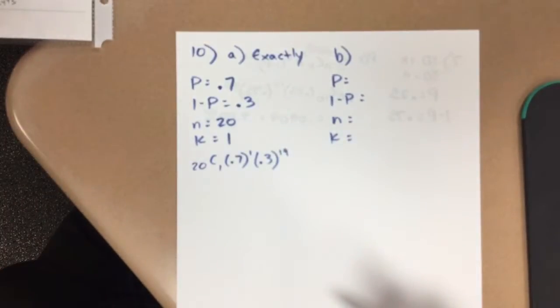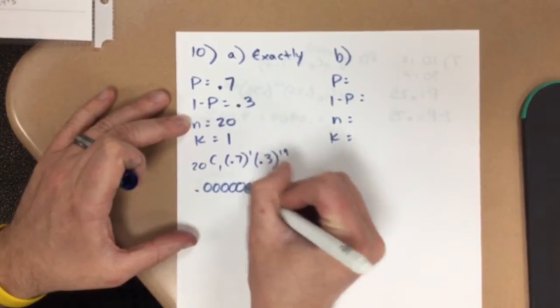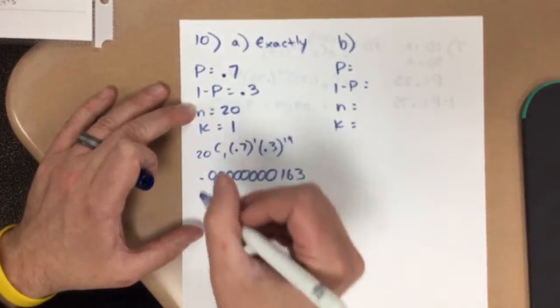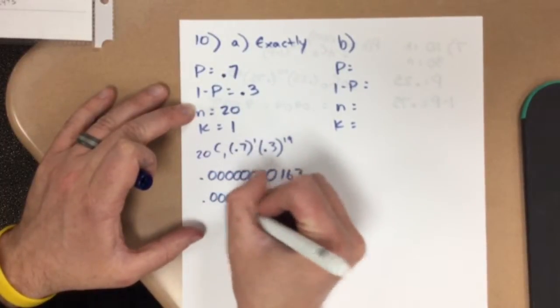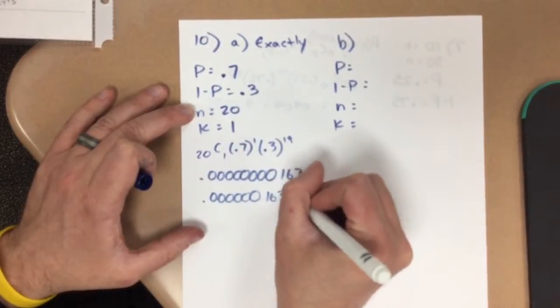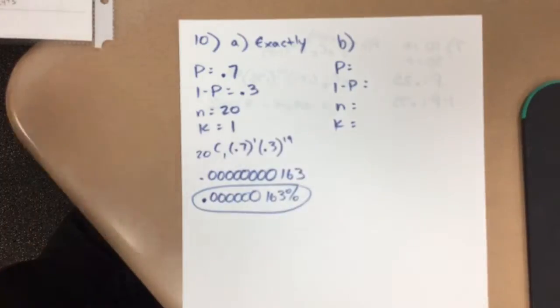Multiplying that out, let's see, we get 163, or if you want to put that as a percentage, it'd be 0.12345 zeros, and then 163%. So very, very small chance that only one person out of 20 has either a cat or a dog.